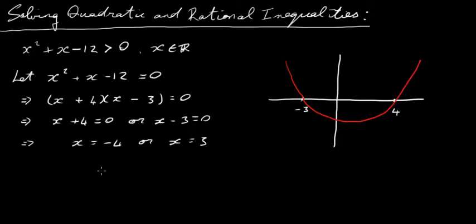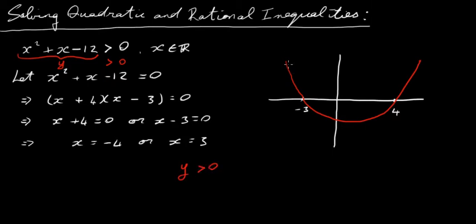Now we weren't asked to solve the equation, we were asked to solve the original inequality. If you look at this inequality, what we're looking for is the range of values of x such that when we put them into this, we will get y values greater than 0. So this here really is just y. What we're looking for is y greater than 0.